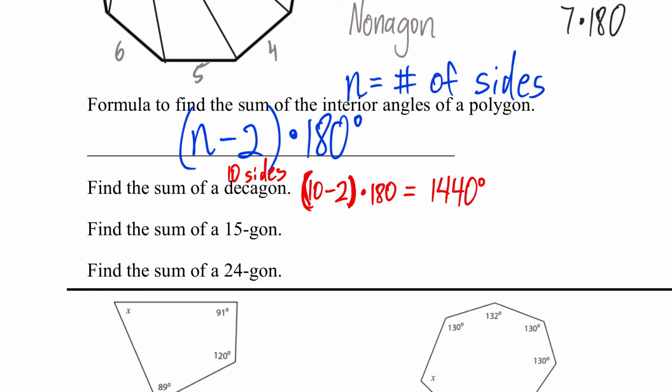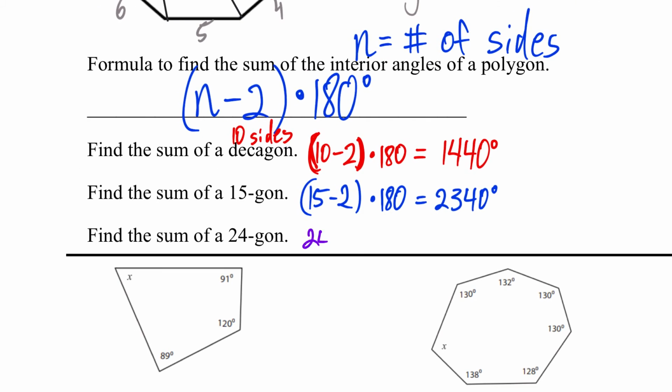All right, on a 15-gon. So that means it has 15 sides. We're going to go 15 minus 2 times 180. 2,340 total degrees. And then in a 24-gon, 24 minus 2 times 180. 3,960 total degrees.